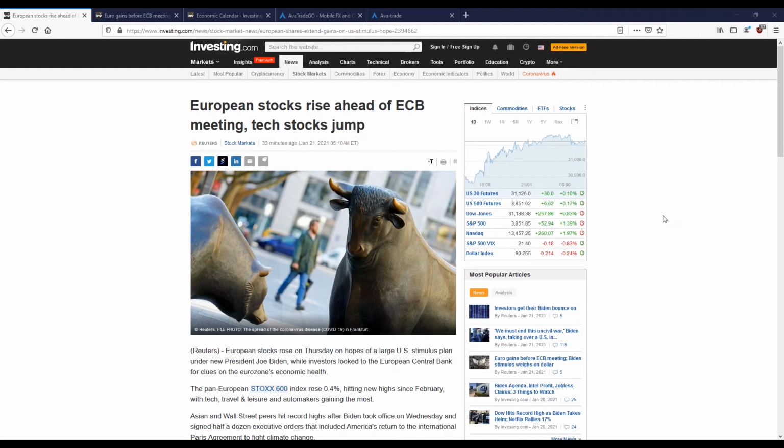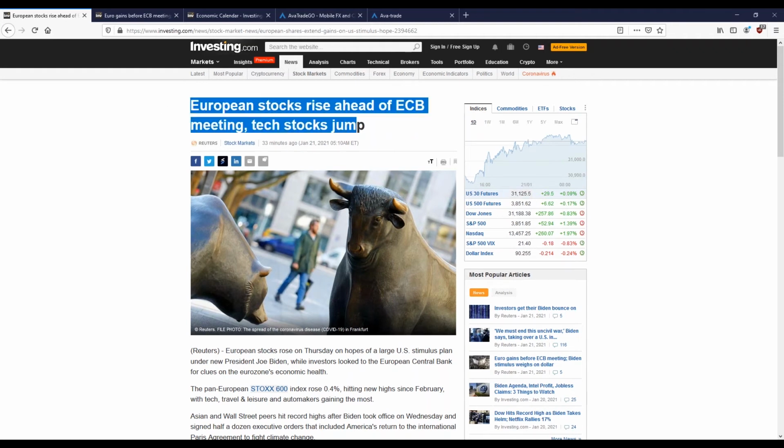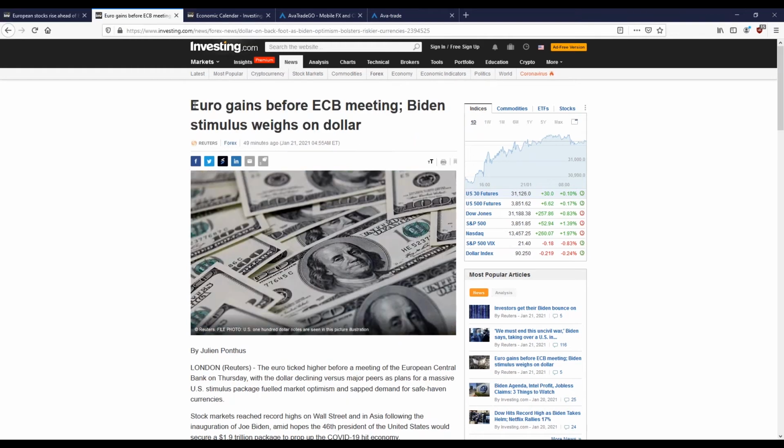So what we're looking at here is some optimism in the headlines. European stocks rise ahead of the European Central Bank meeting, which is later today. It's a big deal. We will likely see large movement in European stocks, and also in the indices, which are obviously made up of stocks, and we will also see movement in the euro.